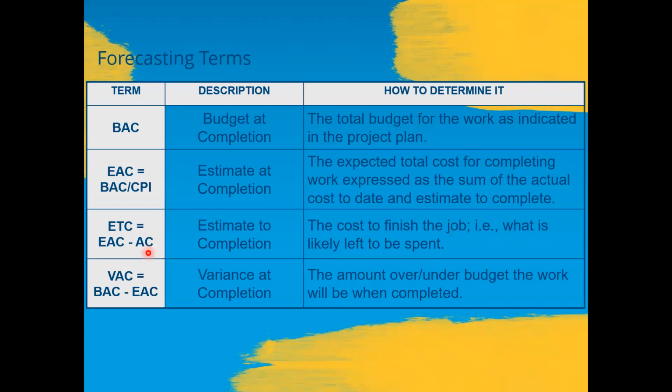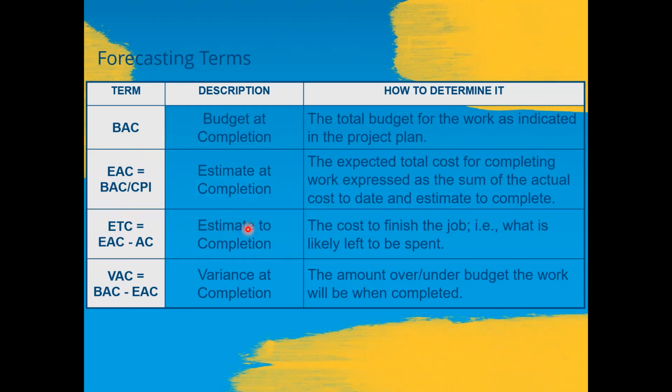This slide actually shows the forecasting terms, right? Like BAC, as I told you, is the budget at completion, the total budget for the work as indicated in the project plan. It is given to you what the total budget for your project plan is. With this value, you can calculate three more values, which is EAC, the estimate at completion. It is the expected total cost for completing work, expressed as the sum of the actual cost to date and the estimate to complete. So it's BAC over CPI.